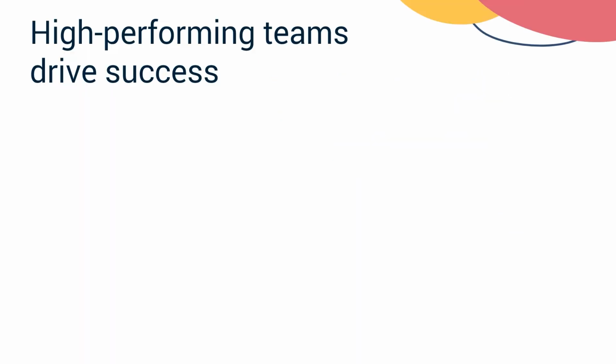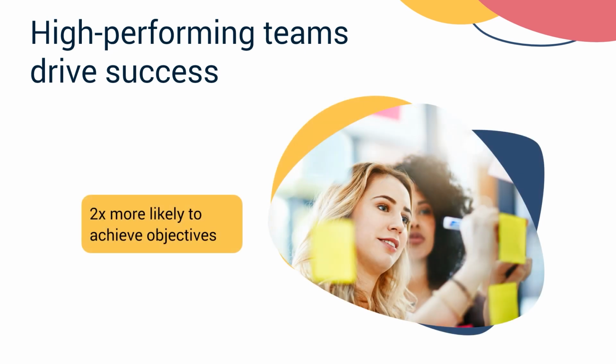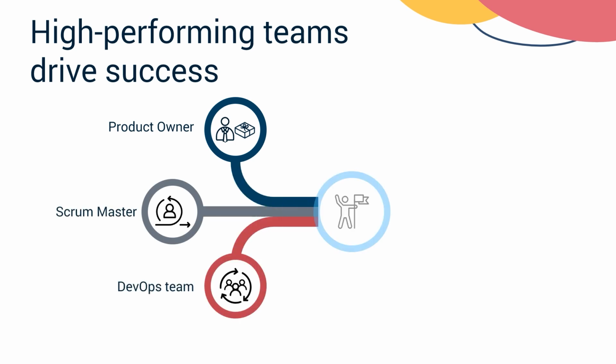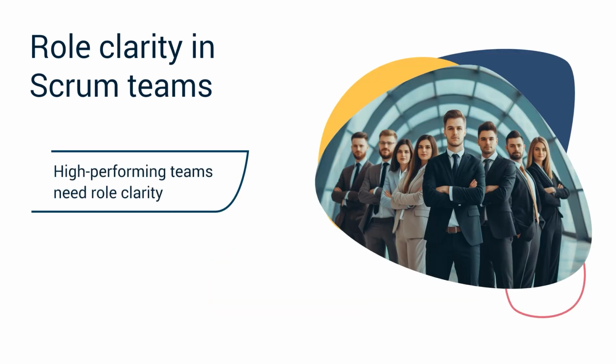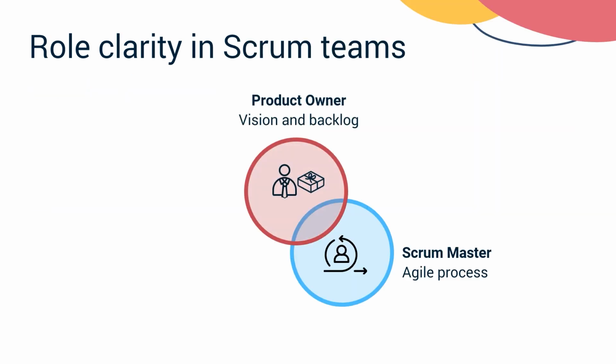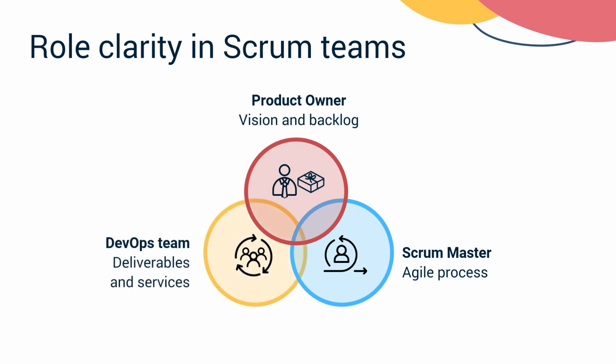outcomes. Did you know that organizations with high-performing Scrum teams are twice as likely to achieve their business objectives? The secret lies in how well the product owner, Scrum Master, and the DevOps team work together. High-performing Scrum teams thrive on role clarity. A Scrum team has three key roles: the product owner, the Scrum Master, and the DevOps team.